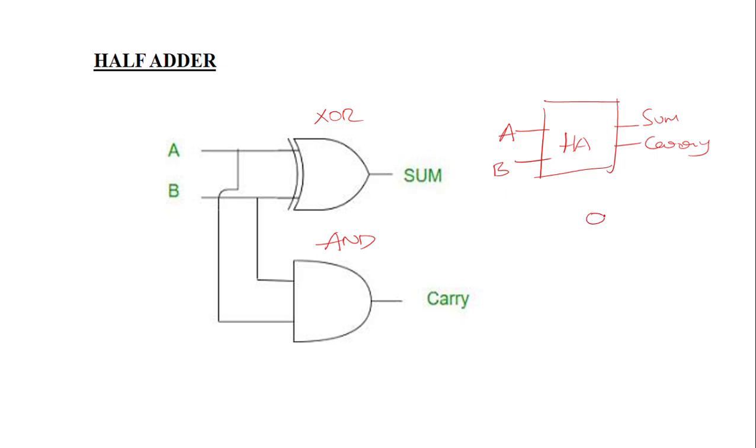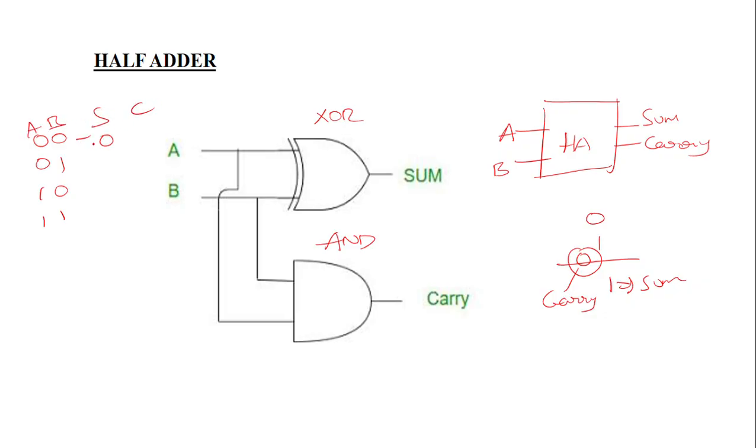So A can take 0 and B can take 1, then we get 1 as the sum and the carry is 0. This is our carry and this is our sum. If you write the truth table, for two variables we get 4 combinations. What are those combinations? 0 0, 0 1, 1 0 and 1 1. These are the A and B, and the sum and the carry.